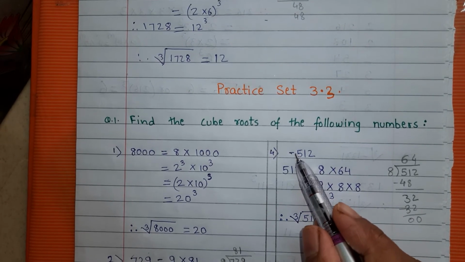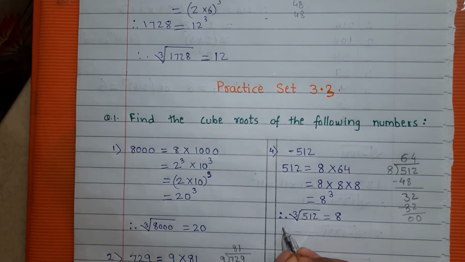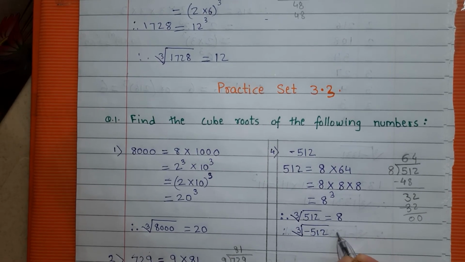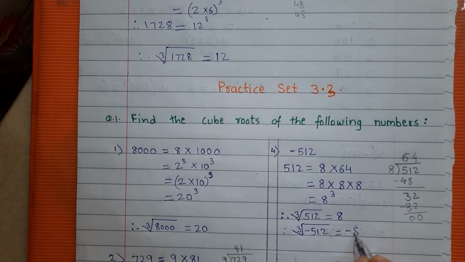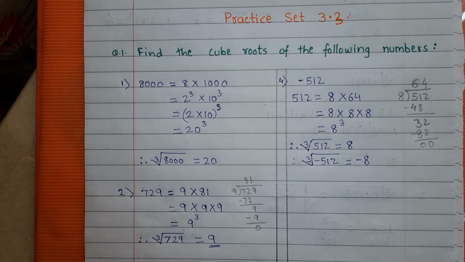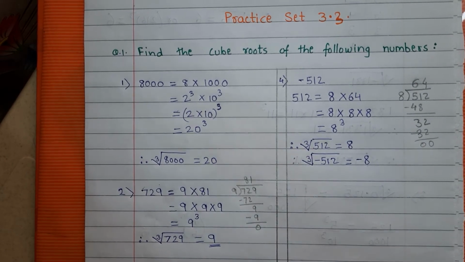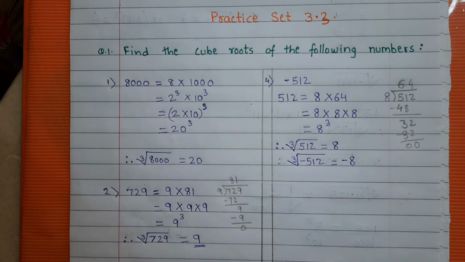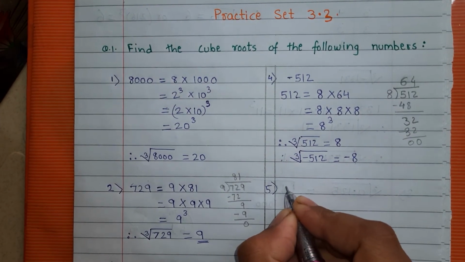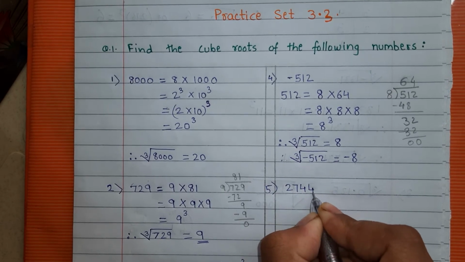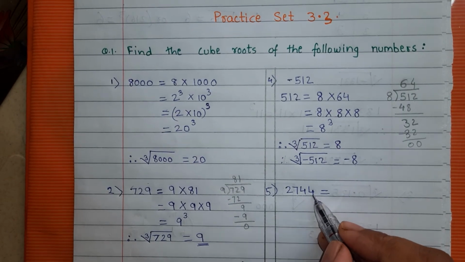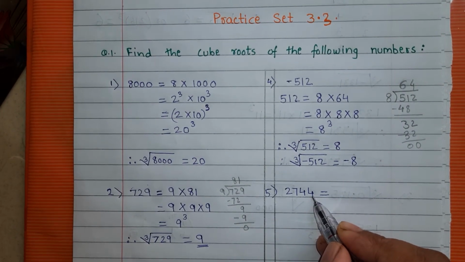But we want the cube root of negative 512. So we will write the negative sign on both the sides. So cube root of negative 512 will be negative 8. Like this we have to solve. Now the next one, fifth one, is 2744. Now again here the last digit is 4, means it will be divisible by 2.